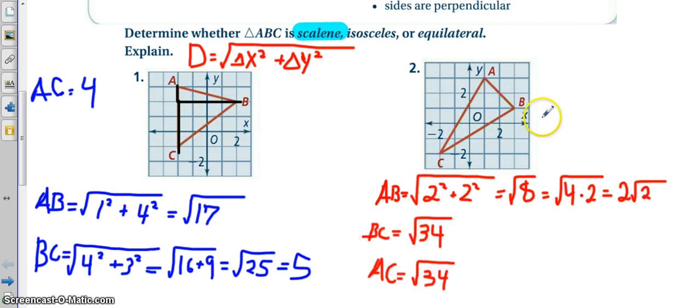And I did not show the work, but you could do the change in y and the change in x's to find out that BC and AC are both radical 34, which then makes this triangle, what type of triangle? That is correct, it is an isosceles. So our triangle here becomes isosceles, and our triangle number 1 was scalene.